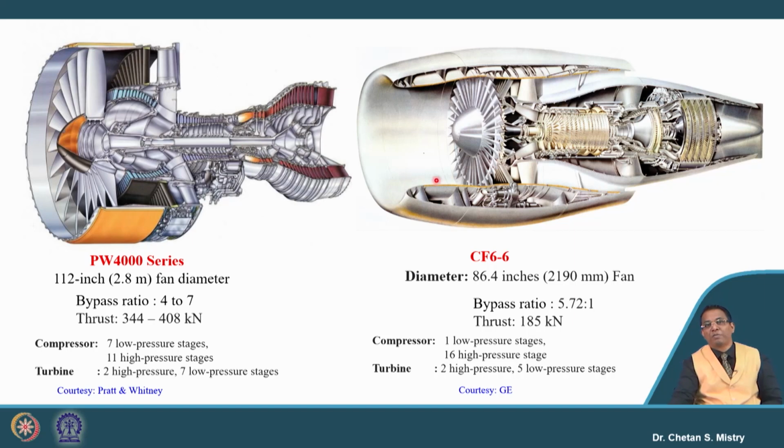Okay. Similarly, suppose if you look at this CF6 engine, we are having more number of LP turbine stages. In the same way, we are having more number of compressor stages. And here this is my HP turbine, which will have 1 or 2 stages. So, there is no issue here.